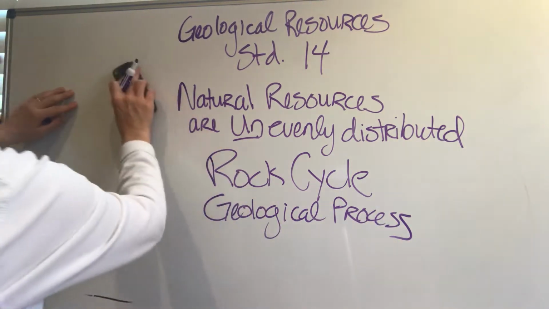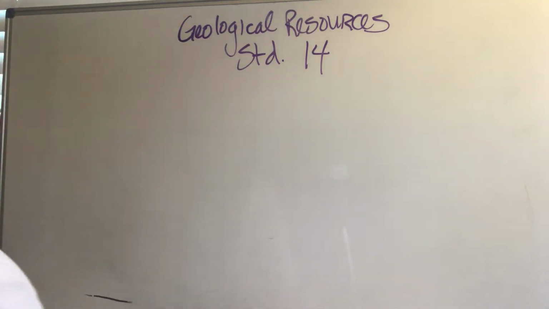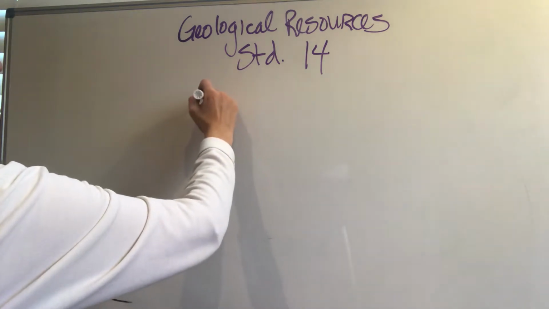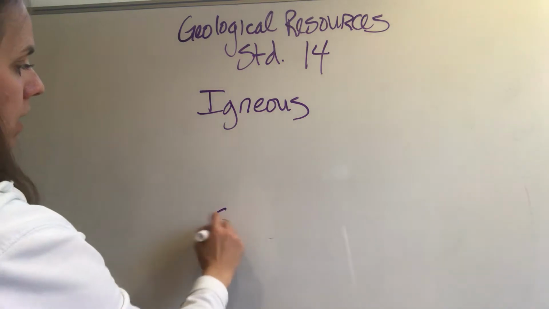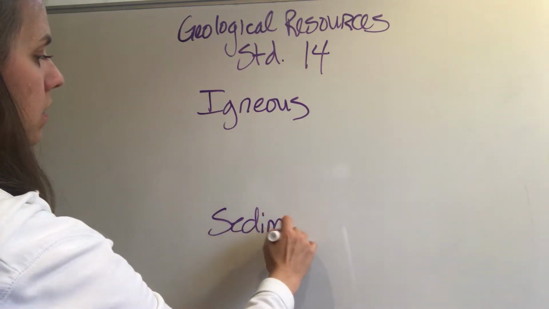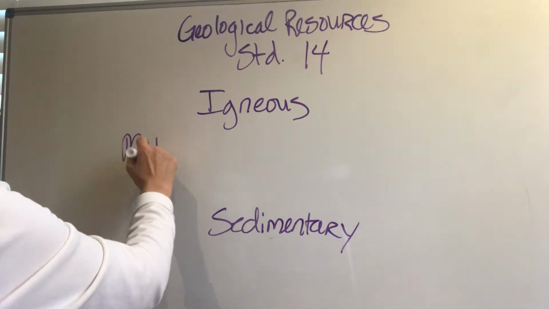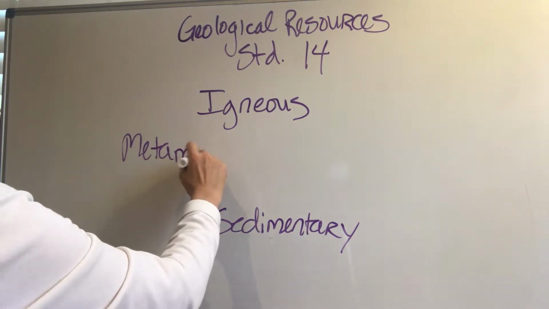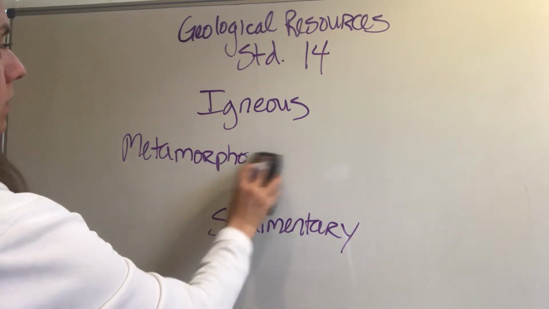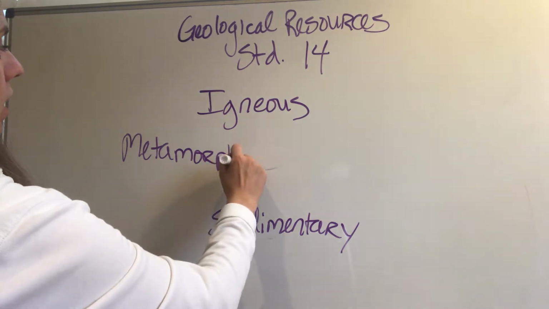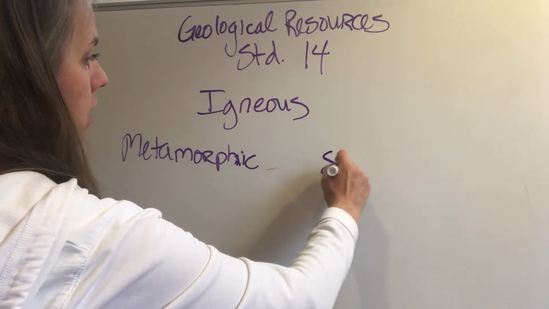Okay, so let's just review that rock cycle. So we know that there are 3 types of rocks. We've got igneous, sedimentary, and metamorphic rocks. Let's put sedimentary over here.